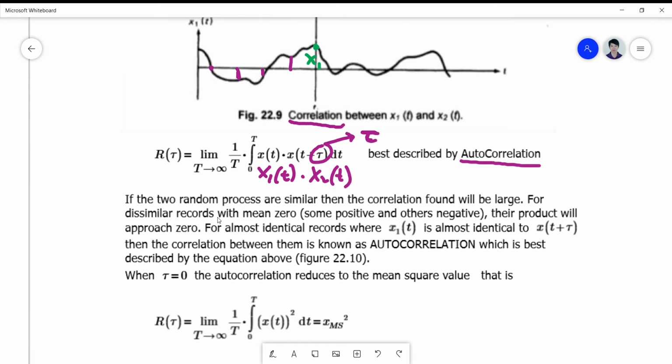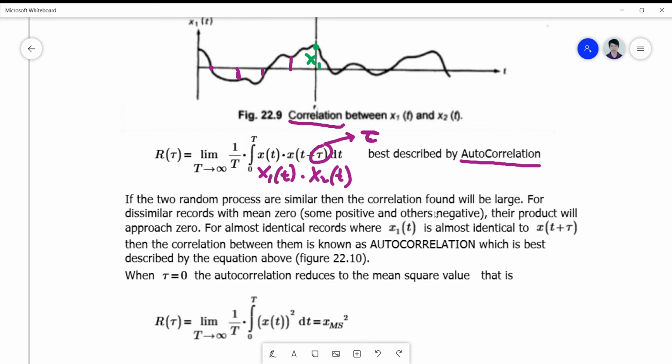Okay, for dissimilar records with mean equal to 0, which means that some are positive and some are negative, their product will of course approach 0, no? So if you take values wherein the data are not similar, and their average or the mean is almost 0, let's say positive 10 and negative 9.8, when you average that it is almost 0, no? So if you take the product of those, which approaches 0, what will happen? What happens when the product is approaching 0? So you get nothing in your correlation, okay?